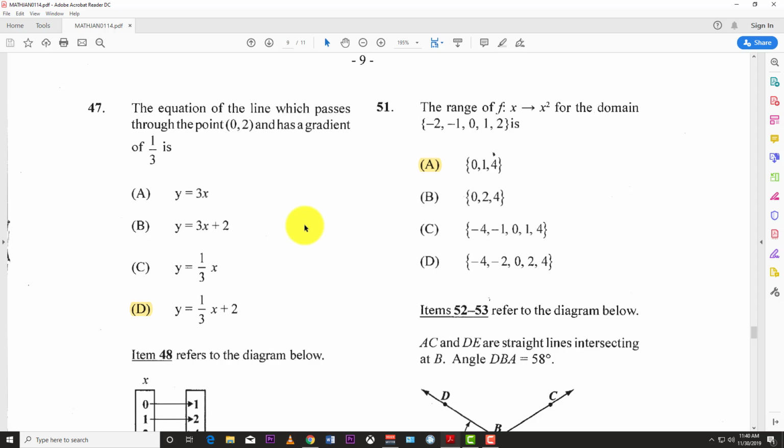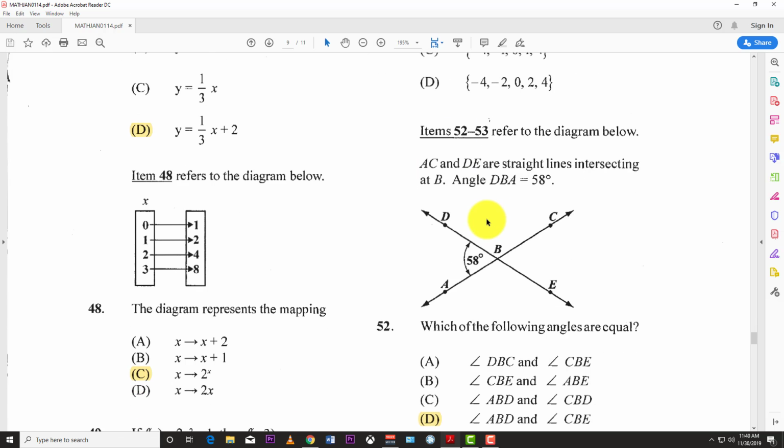The range of f(x) equals x squared for the domain {-2, -1, 0, 1, 2} is, and the answer here is A, {0, 1, 4}. So that's the answer for this one, 51.